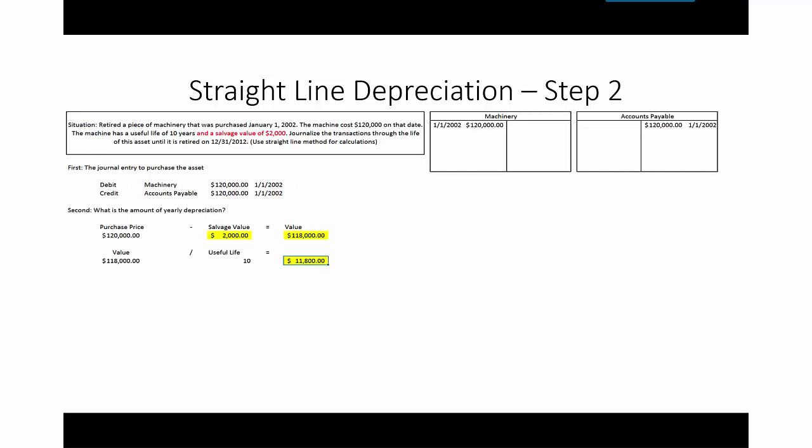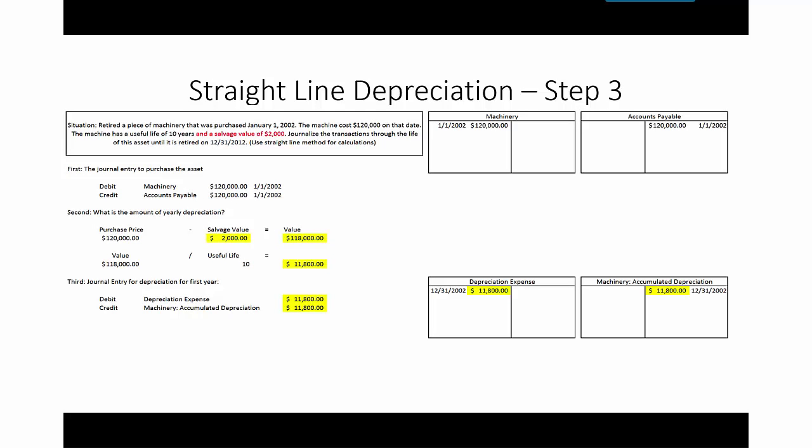However, now I need to calculate the value that I'm going to depreciate over time, and in this case I take the purchase price minus the salvage value to get $118,000. And so therefore I'm going to depreciate the 118, not the 120. So when I take $118,000 and divide it by 10, my annual depreciation that I will need to recognize on the books is $11,800. In the first scenario video, this amount was $12,000. So you can see how you can compare the two situations if you look at both videos.